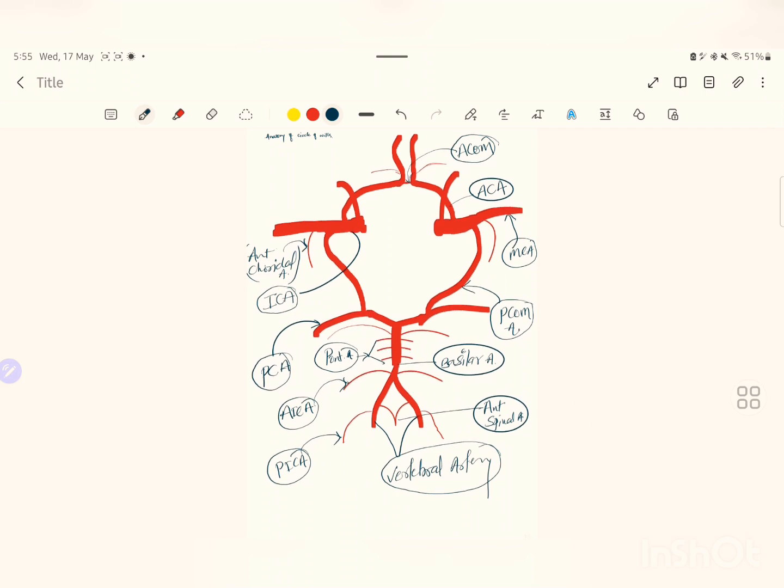So we have labeled all arteries. This is an anterior communicating artery, ACA, anterior cerebral artery, MCA, posterior communicating artery, and the bilateral PCA, that is posterior cerebral artery. You understood the anatomy of the circle of Willis. Are you able to draw the diagram? If you want to copy, make a copy, take a screenshot and save it so that you can draw it.